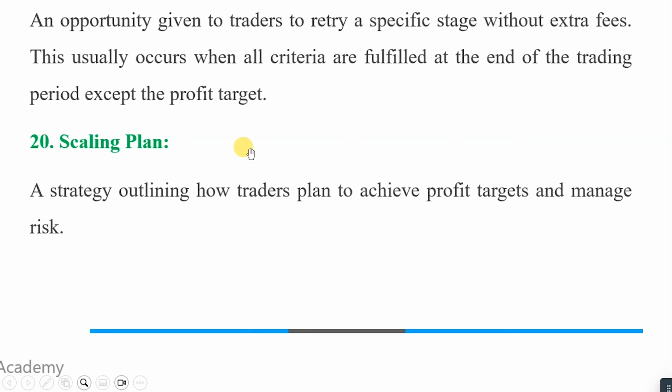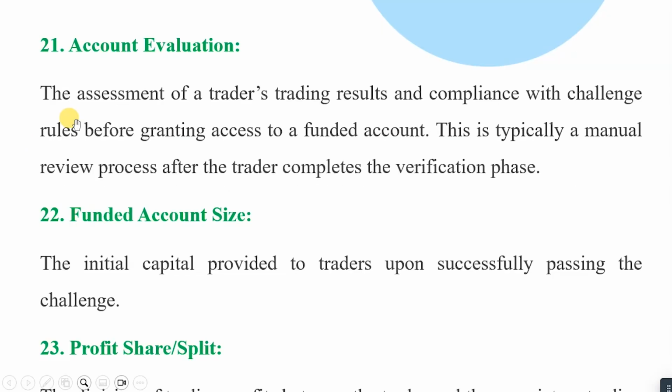Now we have scaling plan. This is a strategy outlining how traders plan to achieve profit targets and manage risk. Now let's look at account evaluation. That is the assessment of traders' trading results and compliance with challenge rules before granting access to a funded account. This is typically a manual review process after the trader completes the verification phase.